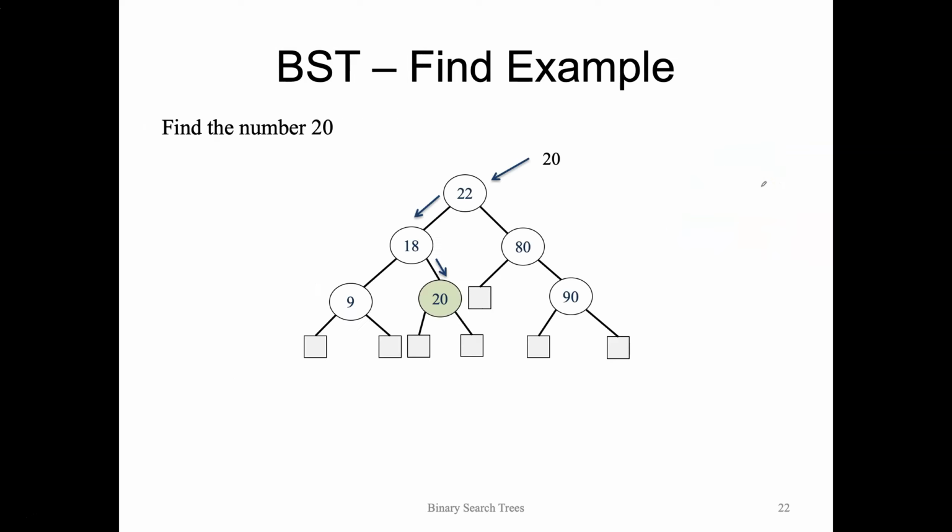So let's see an example of that. Let's say this is that tree that we had constructed and we're looking for the number 20. We start at the root, realize that 20 is less than 22, so we'll go to the left. It's larger than 18, so we go to the right until we either find that node, or if we don't find that node, we'll find an external node, a leaf, and we'll know that we should stop there and that it doesn't exist in our tree.